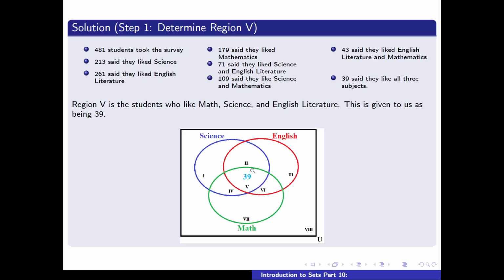Remember, we always start from the innermost region, the region with the most amount of overlaps. So the region where all 3 sets overlap. So region 5 here. Region 5 corresponds to those who like math, science, and English literature. So it's in the intersection of all 3 of those. Well, that's in fact given from the problem. 39 said they liked all 3 subjects. So we know that in region 5 there are 39 students.